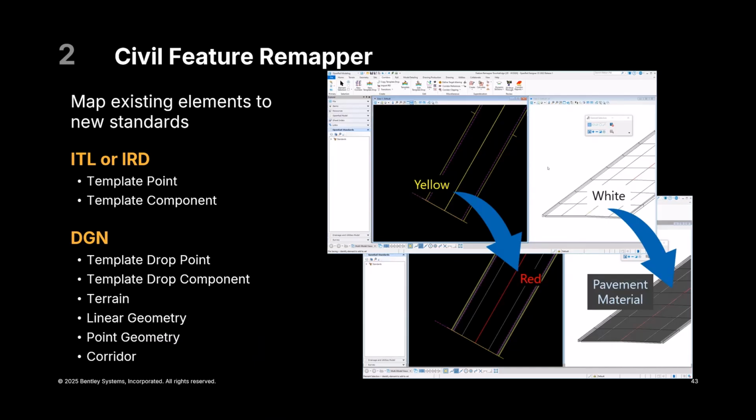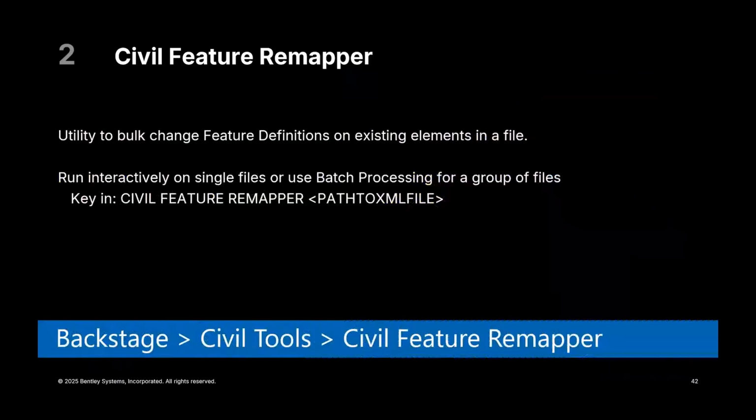And that's why it'll work on those, but still working on the ITL file today can make sense for you. You're still using those IRD files, more coming from V8i. It also works directly within the DGN. So if you have just a Connect file and you need to go in and remap some things like template drop point names, component names, terrain, linear geometry, point geometry, the corridor itself, all of these things can be remapped now with this utility. The utility is run from the backstage.